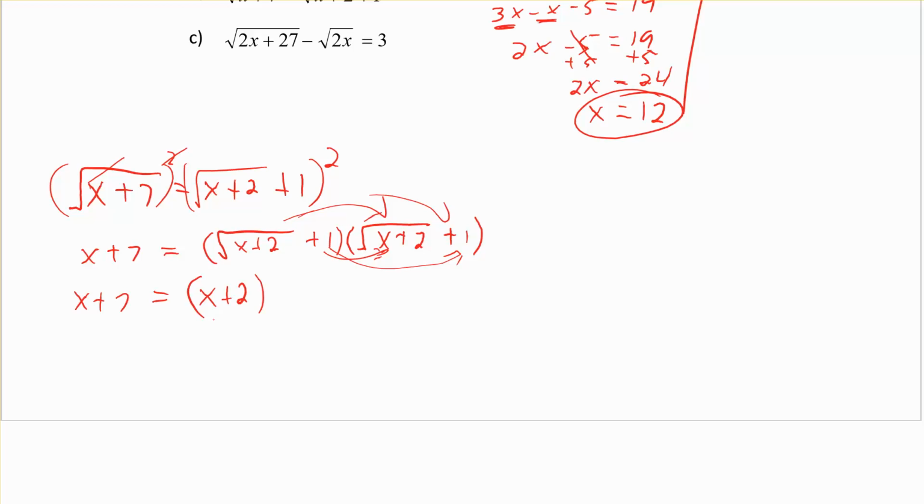Now what I'm going to have is square root of x plus 2 times 1. So that's just going to be plus square root of x plus 2. And then again, I've got 1 times square root of x plus 2. So x plus 2. And then in the end, I've got 1 times 1 is 1. So there. That's where we're at now.